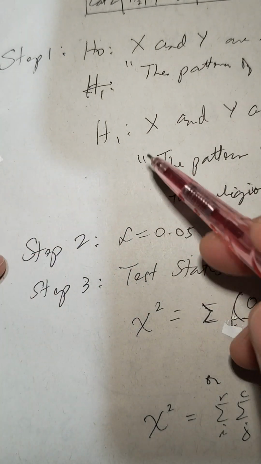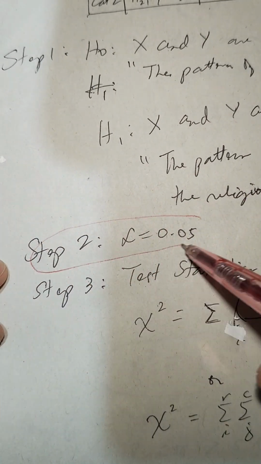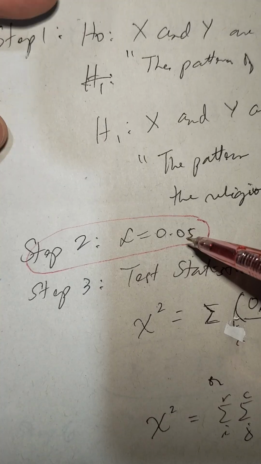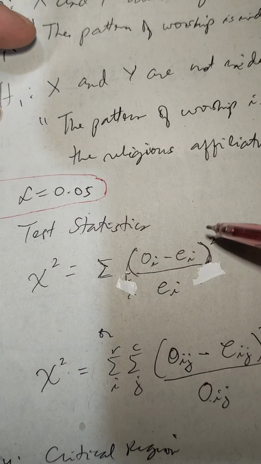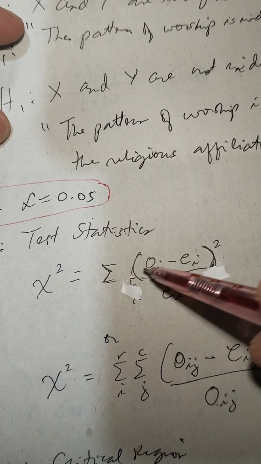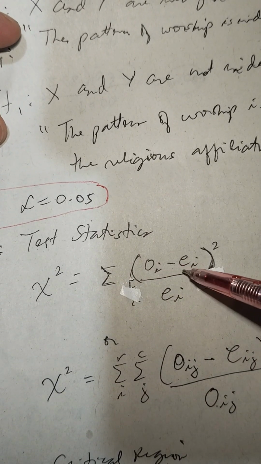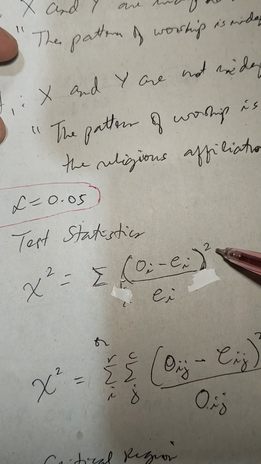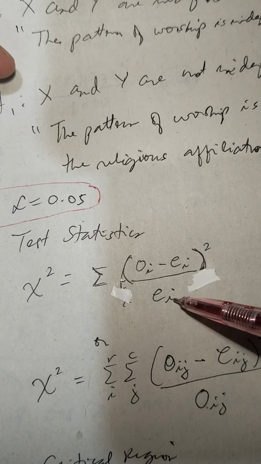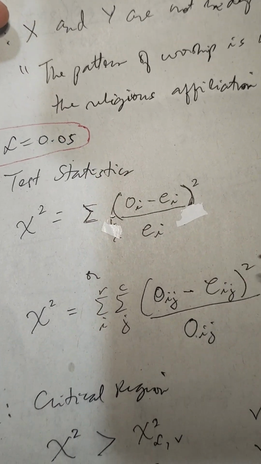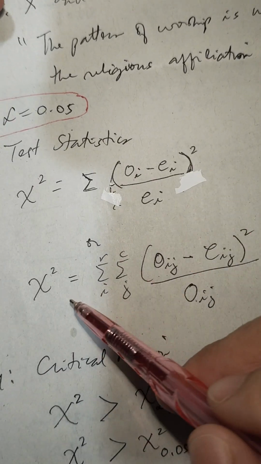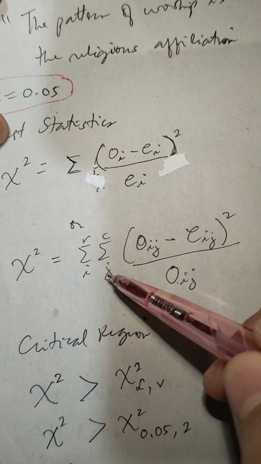Okay, let's go to step 2. For the materials I sent you, a level of significance is given, where alpha is 0.05. Now, step 3. This is the formula for step 3. We have the summation of observed value minus expected value, get the square of that, all over expected value. That is for each cell of the table. Some books will give you a formula like this, a double summation.